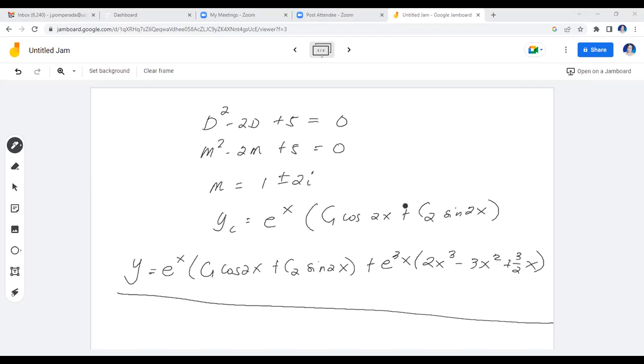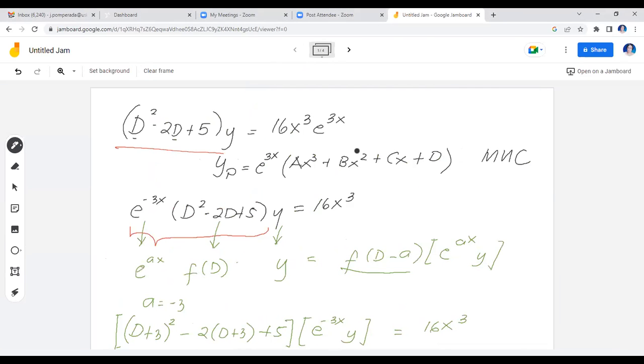So you do the same class. For example, I go back here. What if, I'll change to a different color. What if it's not 16x cubed e raised to x here? What if you have a different one? Let's say e raised to 2x sine of x. You do the same thing. Just transfer this one here. So this one becomes e raised, we'll make this negative. So this becomes positive 2x d squared minus 2d plus 5, and you are left with the sine of x here.